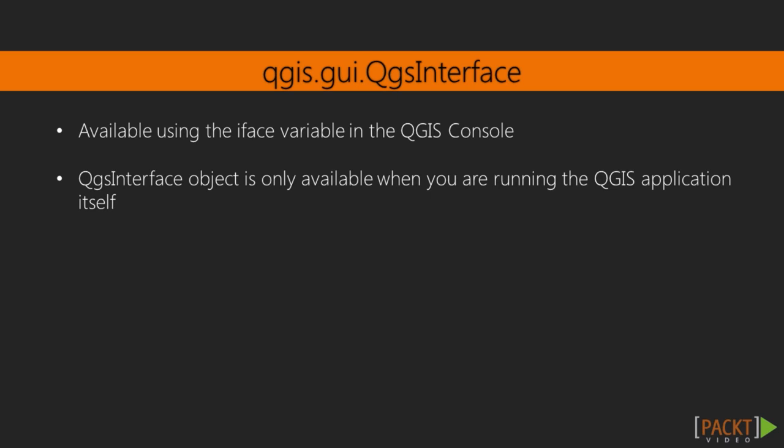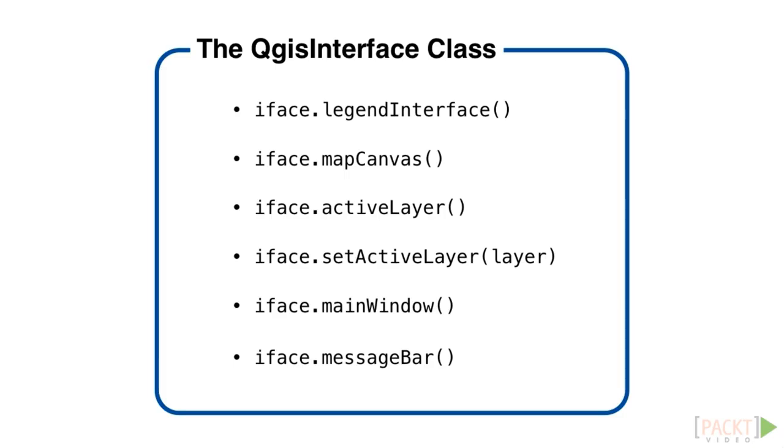We used this class earlier. It's available using the iface variable in the QGIS console and is also made available to plugins. Note that the QGIS interface object is only available when you're running the QGIS application itself. If you write a standalone Python program and import the PyQGIS APIs, then the QGIS interface object won't be available. Let's look at some of the interesting things that we can do with this class.